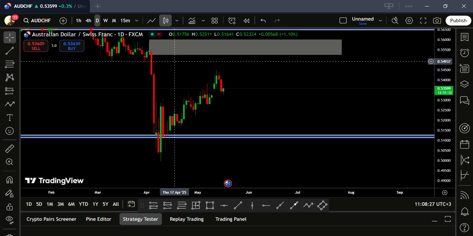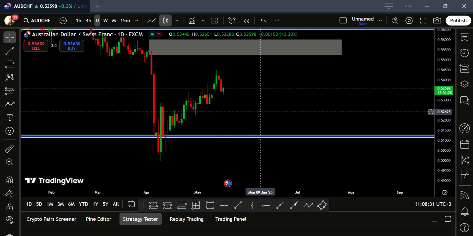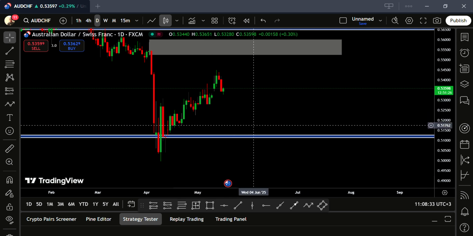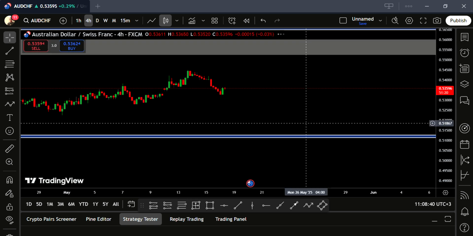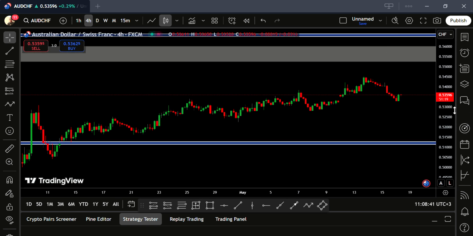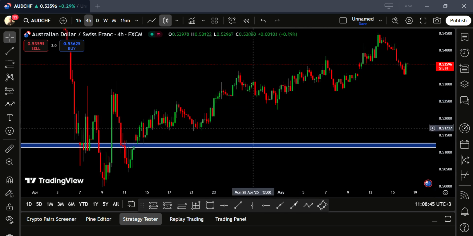So we are looking to enter from that area there, but we are entering with demand and supply on the lower time frame, targeting where? Targeting up here. So you'll come to the 4-hour to see whether there were places you could enter from.